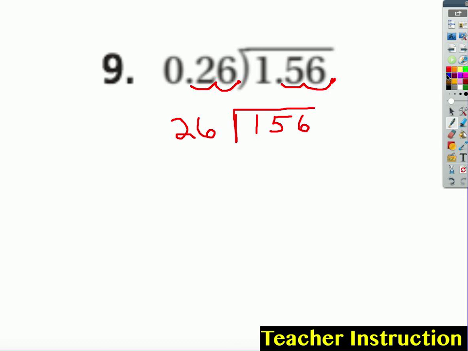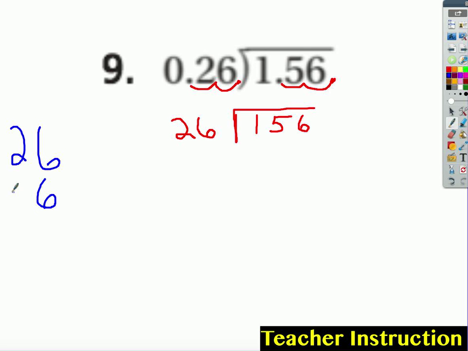Now, some of you are getting really good at guess and check. Some of you still need practice. So I got to guess, well, 26 can't go into 1. 26 can't go into 15. So I got to go clear into 156. So somebody give me a guess. How many times? Quick. 6.